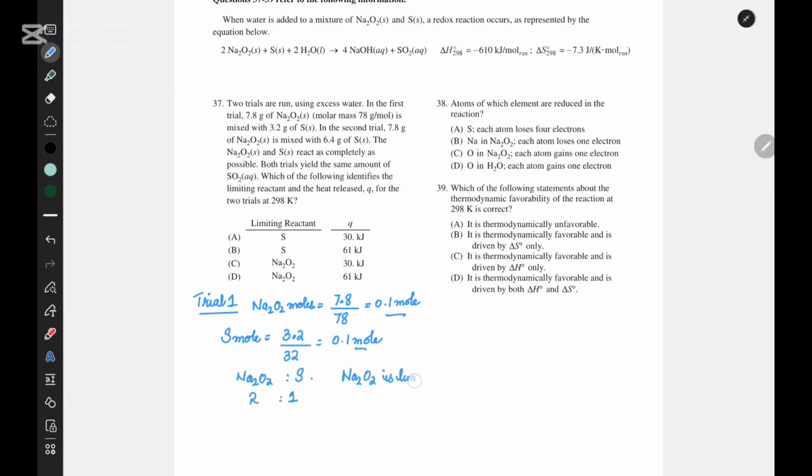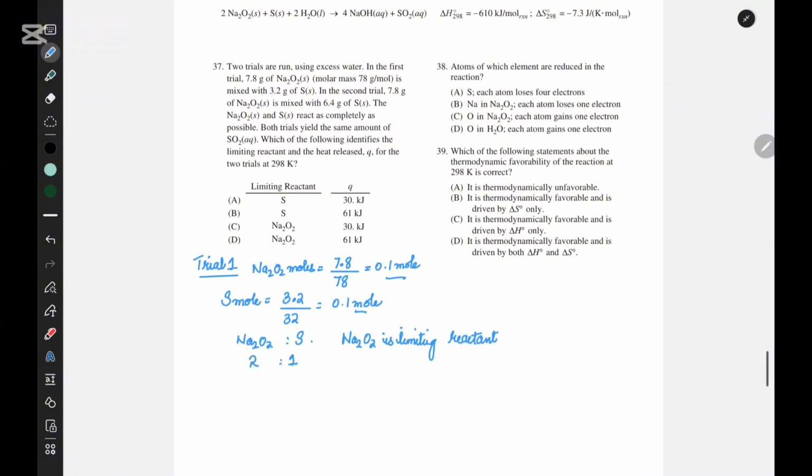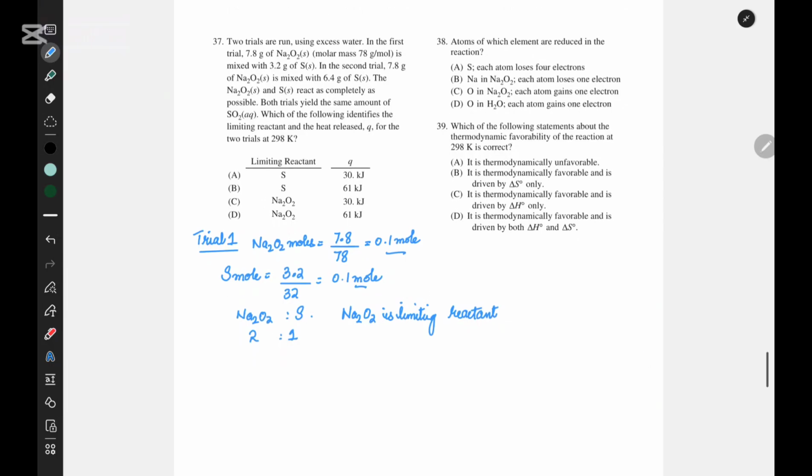Na2O2 is the limiting reactant in trial 1, because 2 moles of it are utilized and 1 mole of sulfur is utilized, and they have the same number of moles. In trial 2, we have to find out Na2O2 moles, which is having the same mass, so it is having the same moles, which is 0.1 mole. And sulfur now is having mass of 6.4 divided by 32, that comes out to be 0.2 mole.